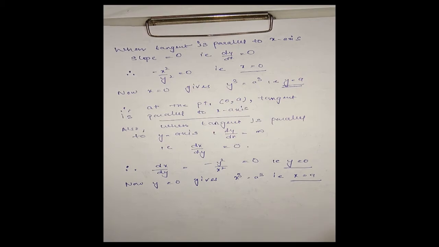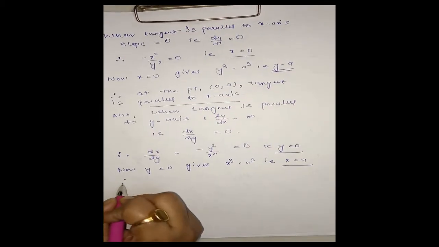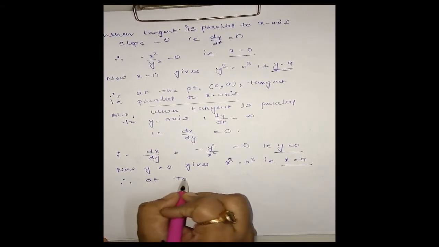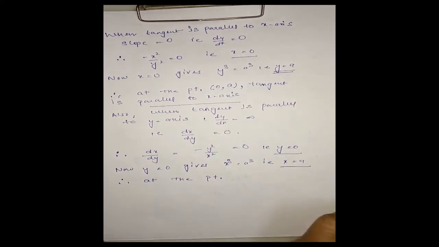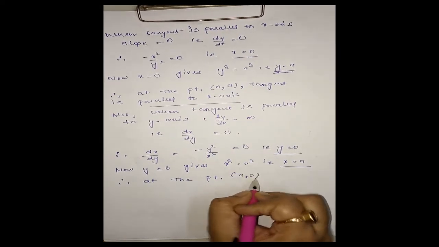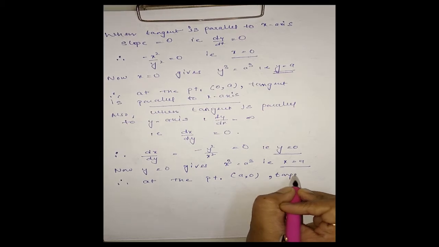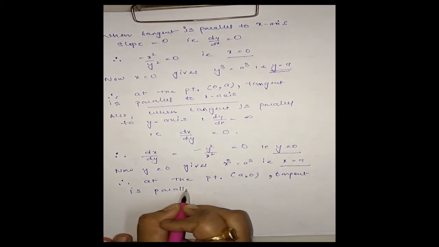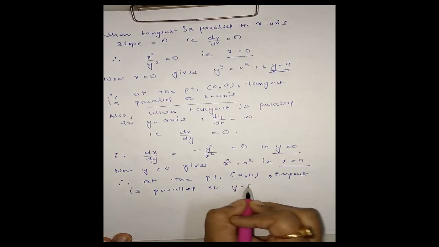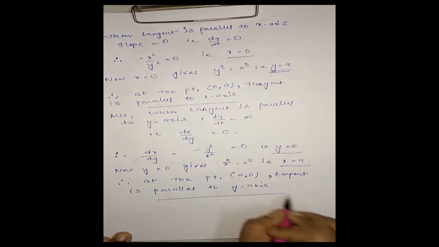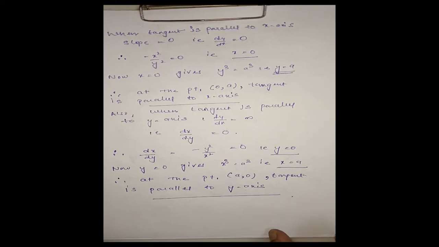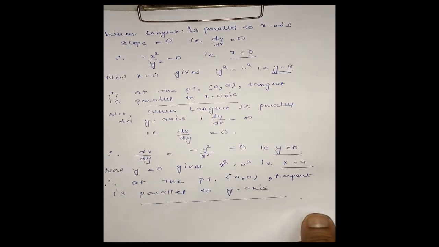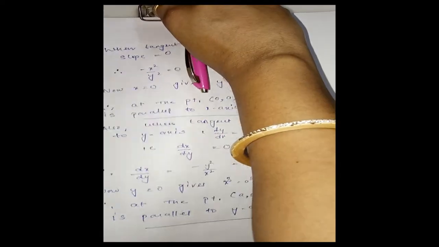Therefore at the point (a, 0), the tangent is parallel to the y-axis. Okay, same way we find the point where the tangent is parallel to the x-axis and parallel to the y-axis for the second curve.